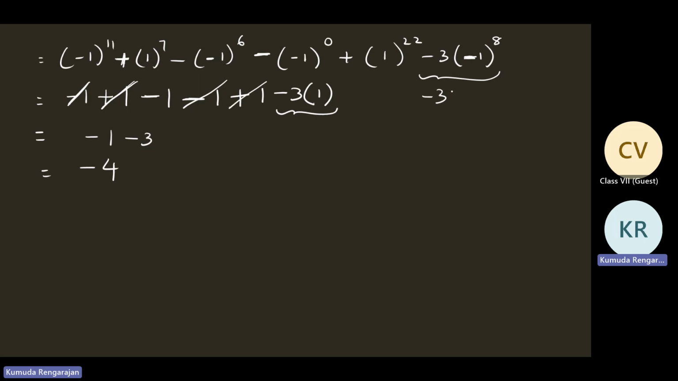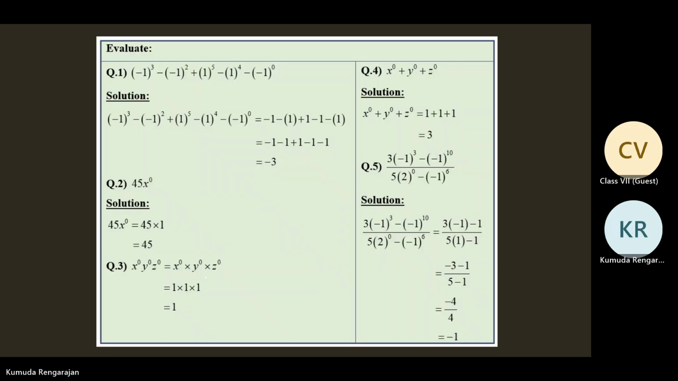So if you put 1 like this without a bracket, it will become 31. So you should put 1 in a bracket. If you just write it like this, it will become 31. So put 1 in a bracket. So bracket means you should multiply now. So 3 into 1, 3. And -3. Correct? Yes, ma'am.